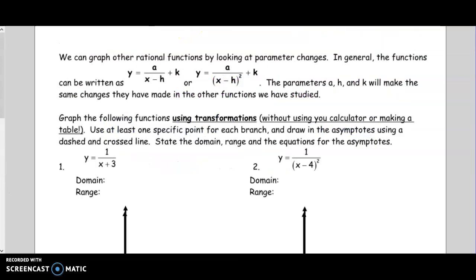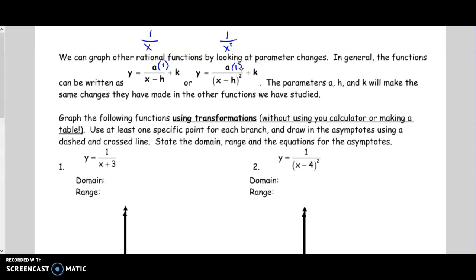So given 1 over x as a parent function, and then 1 over x squared as another parent function, we can do transformations to these, just like we have any other function. So we multiply by a, so it's a times 1 over x. That'll be a vertical dilation, so it'll stretch it vertically by a factor of a.